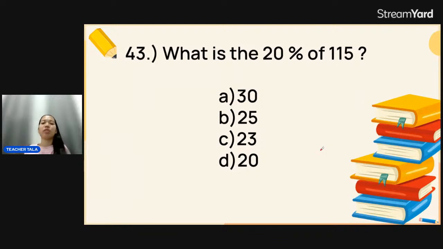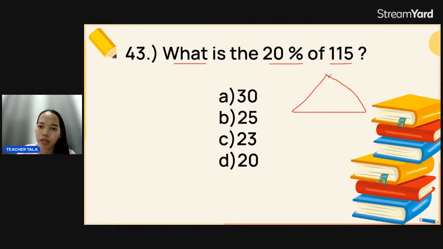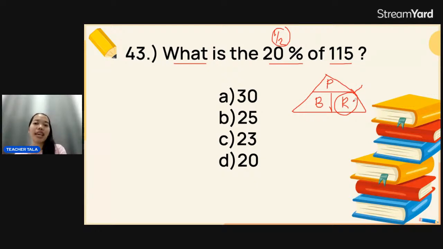Next, number 43. What is the 20% of 115? So 20% of 115. So dito, percent, this is rate and base and percentage. So we're going to use the triangle, the P, B, and R. Okay? So from, I hope napanood niyo po yung tutorial video ko about the base rate and percentage. Kasi sa CSE questions, madami po talagang lumalabas na ganito.